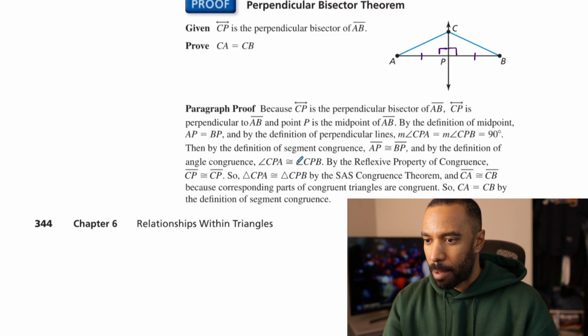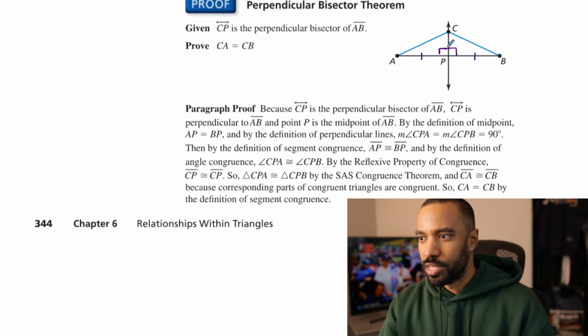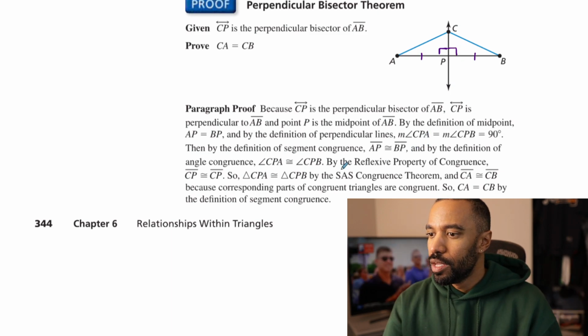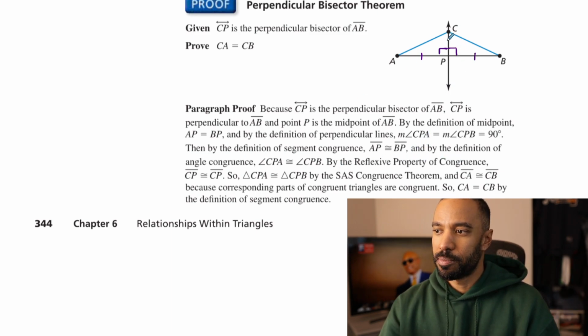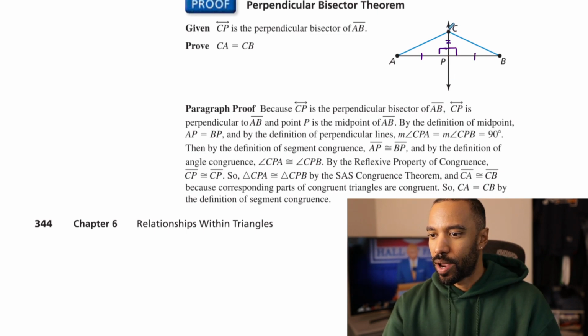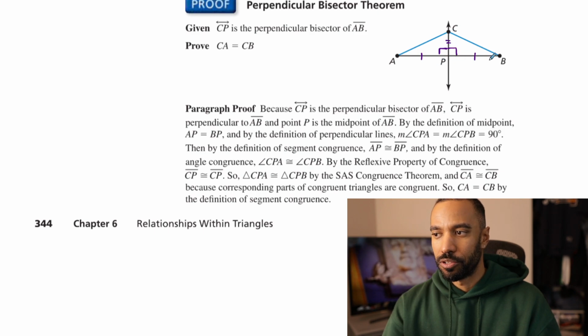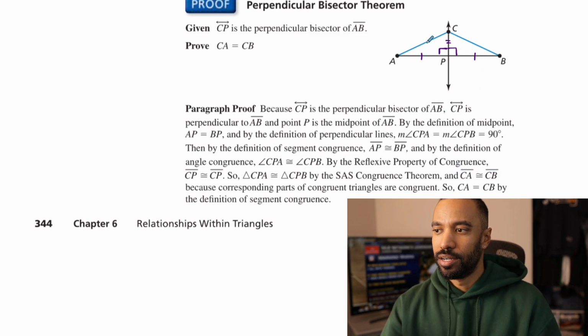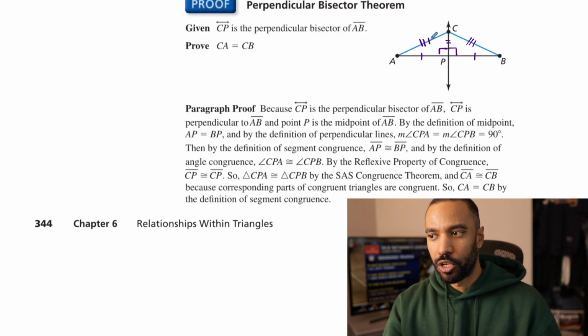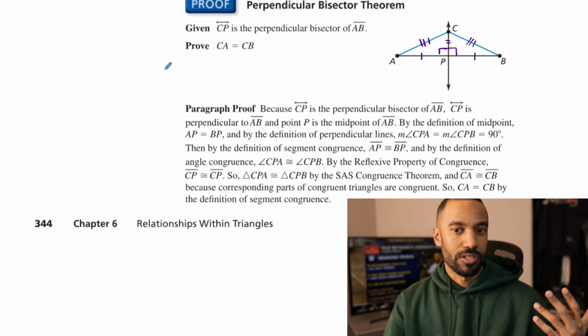By the reflexive property, oh wait, hold on, angles CPA and CPB. So these two angles are congruent. They're spelling everything out very largely. By the reflexive property of congruence, segment CP is congruent to itself. So now we have triangle CPA congruent to triangle CPB by the side-angle-side congruence theorem. And therefore, segment CA would be congruent to segment CB by CPCTC. If the two triangles are congruent, then the corresponding parts are congruent. And that is the proof.